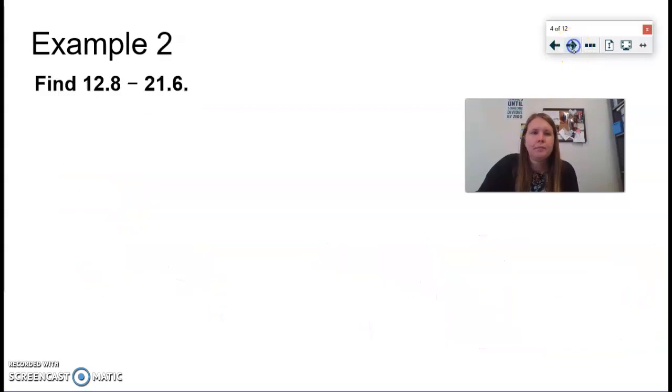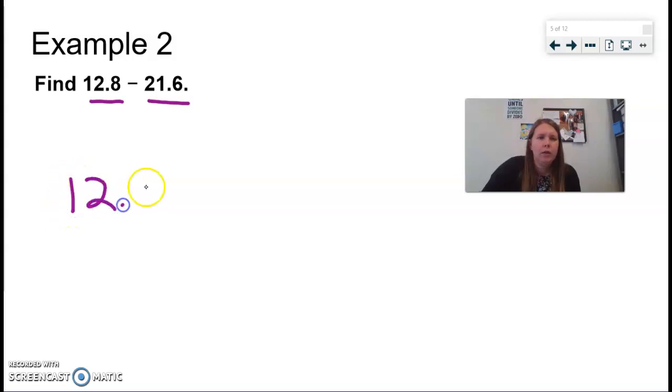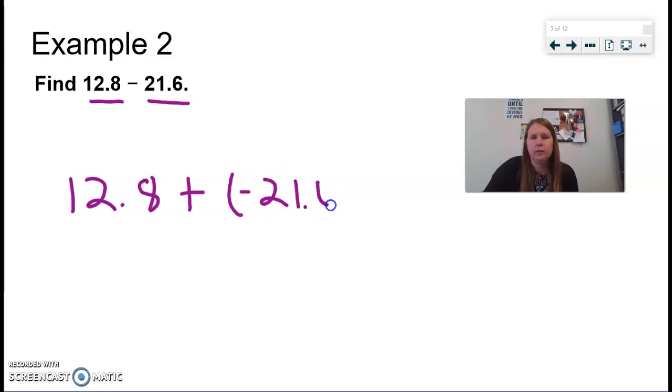All right. So let's take a look at one with decimals this time. So remember, we're going to change this ultimately to adding the opposite, especially in this case because I noticed that this 12.8 is smaller than 21.6. So let's change this to adding the opposite. So I have 12.8. The first one stays. You change this to addition, and we're going to change this to -21.6. I like to add in the parentheses so I understand that this is not just a subtraction, this is just a negative sign.